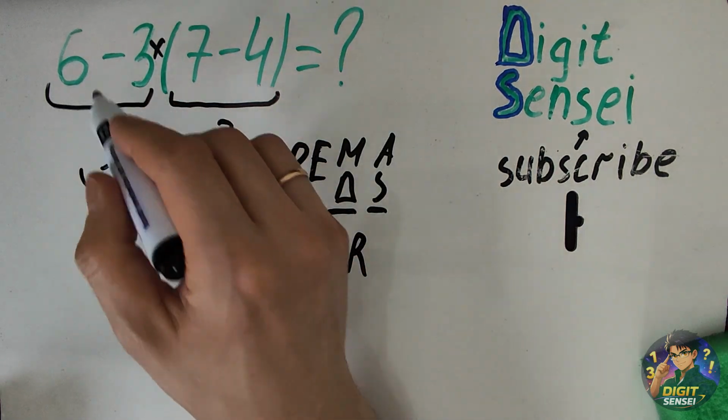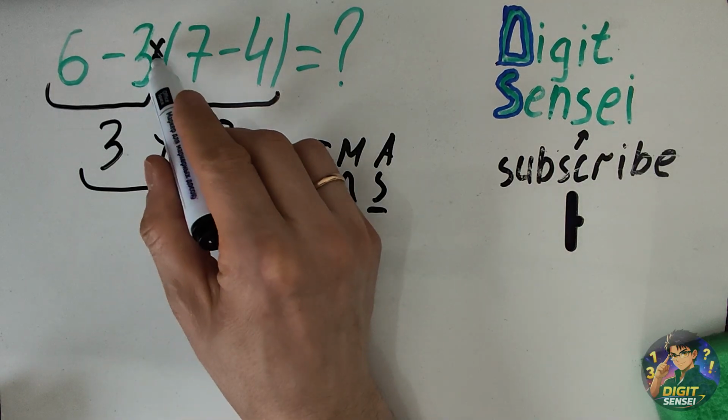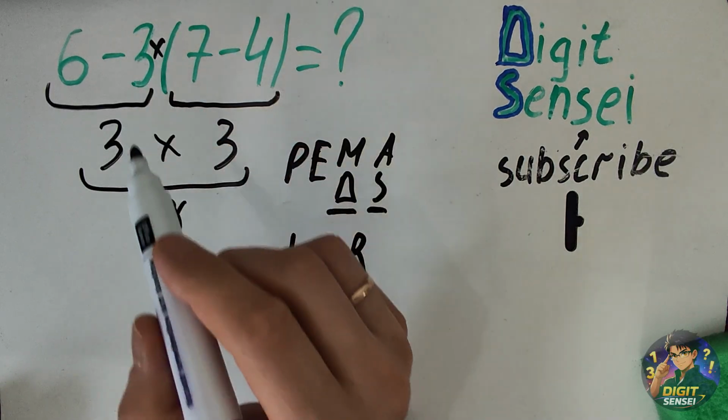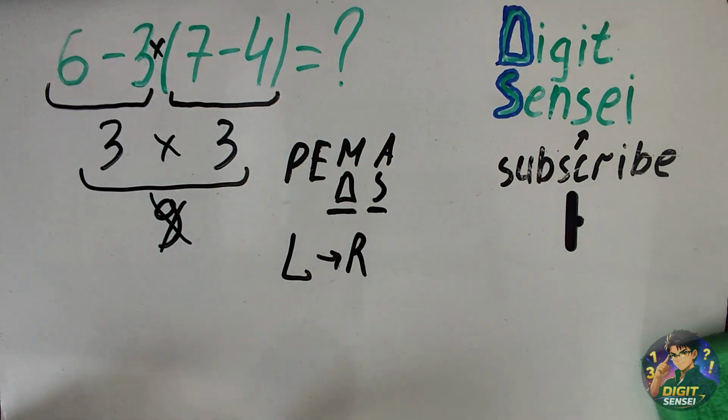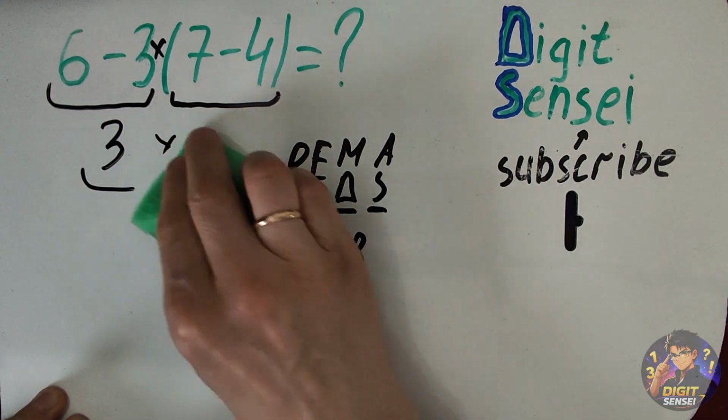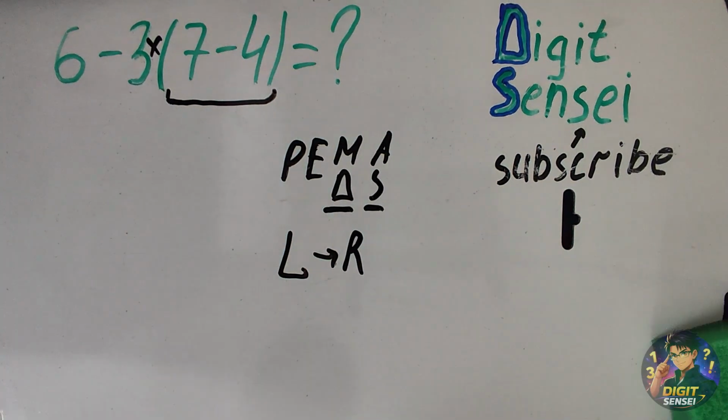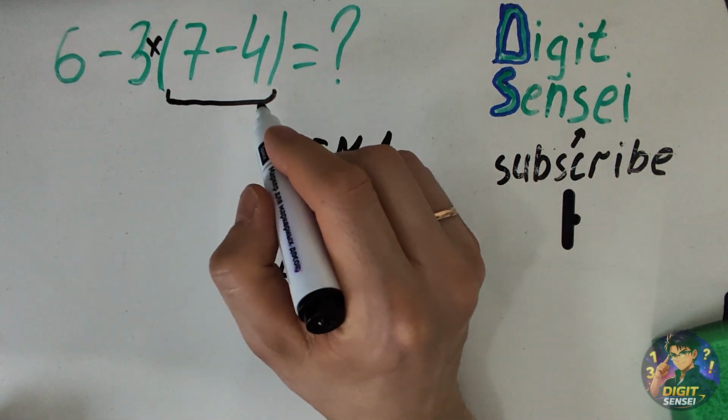If we do this subtraction before this multiplication or this parentheses, it is wrong. So first we have to do this parentheses.